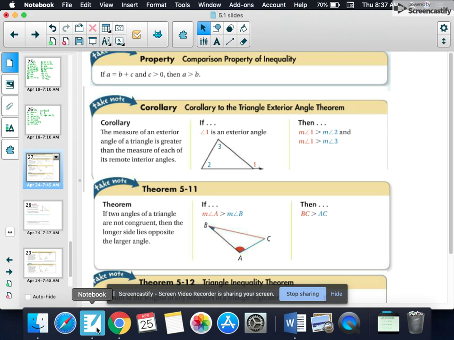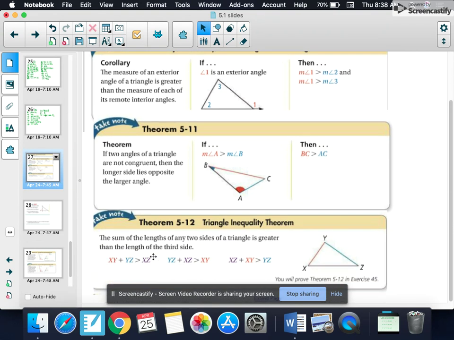Our next theorem is the corollary to the triangle exterior theorem. So we've worked with the exterior angle theorem, and that says the two remote interior angles equal the exterior angle. So in this case, angle 2 plus angle 3 would equal angle 1. The corollary to that is that the measure of the exterior angle has to be greater than the measure of each of its remote interior angles. So basically, angle 1 has to be greater than angle 2, and angle 1 has to also be greater than angle 3.